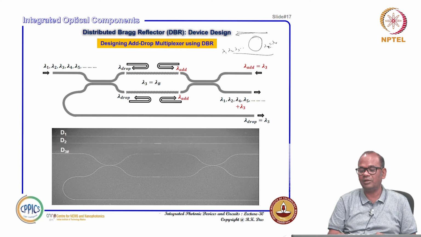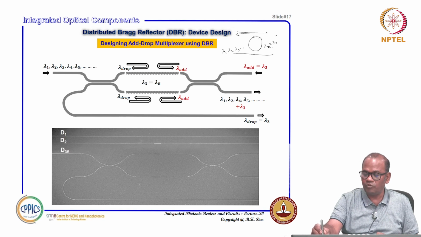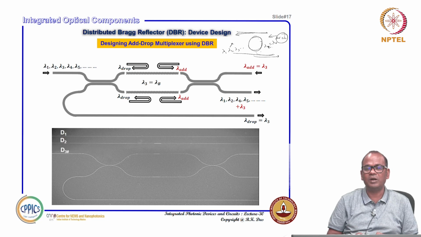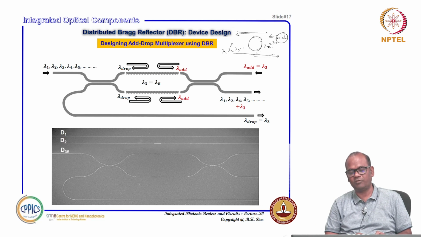So that particular wavelength can be dropped. In the same way, if you launch here lambda r resonant equal to lambda 2, that will be coupled again and will come here. So lambda 2, that particular information, will be dropped, and additional information with the same channel carrier wavelength you can add here. So we have discussed the add-drop multiplexer earlier using micro ring resonator.